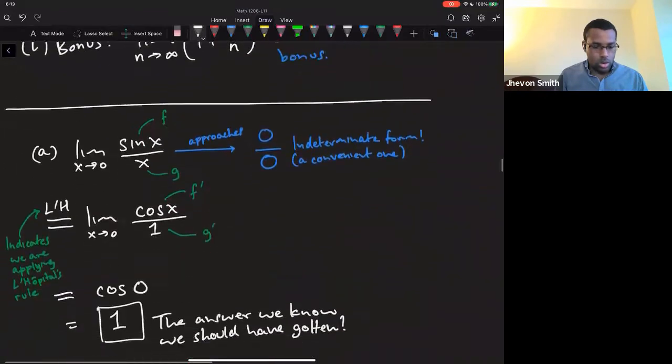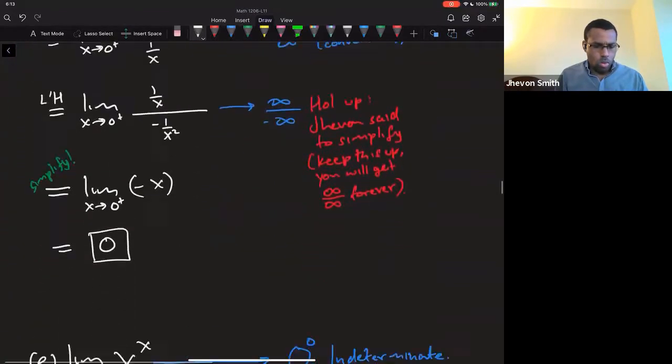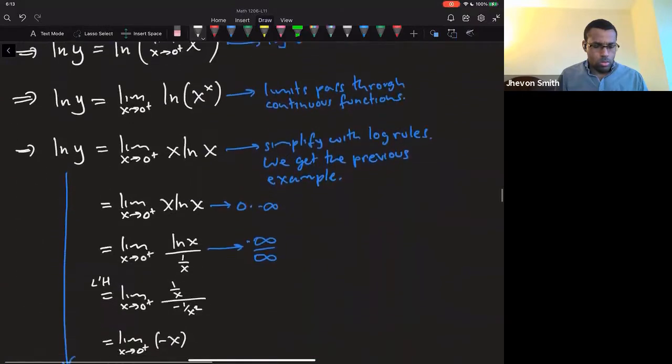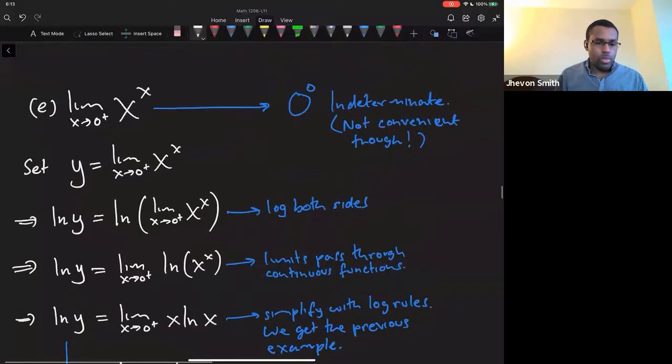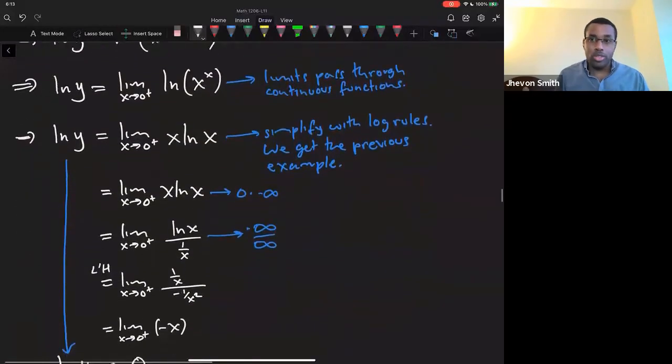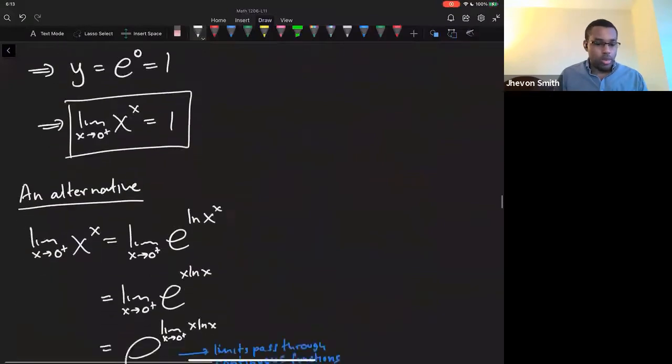I actually saw an example like that. Yeah, like this one. Technically, you could keep applying L'Hopital's rule forever, and you would never actually get to a point where you can evaluate it. But at this step, because we simplified, we can now escape the loop. So you are going to want to simplify each time you apply L'Hopital's rule.